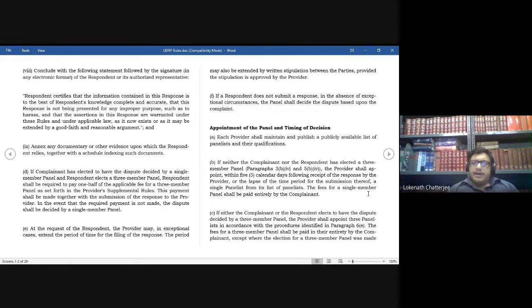The provider, for example, the WIPO Mediation and Arbitration Center, will have to publish the list of panelists and their qualifications. Now, in case none have elected a 3-member panel, then the provider would appoint one from its panelists, and in that case the fees will be entirely borne by the complainant. Now, for a 3-member panel, the provider would appoint a 3-member panel.